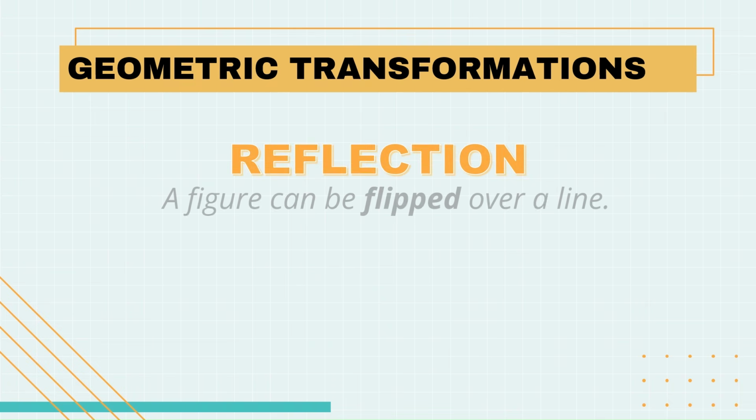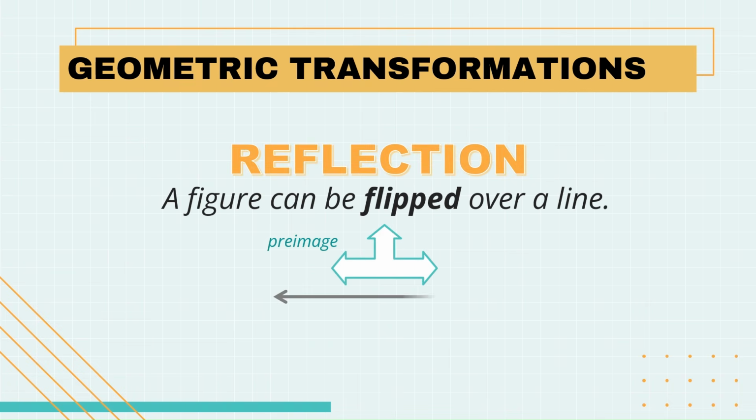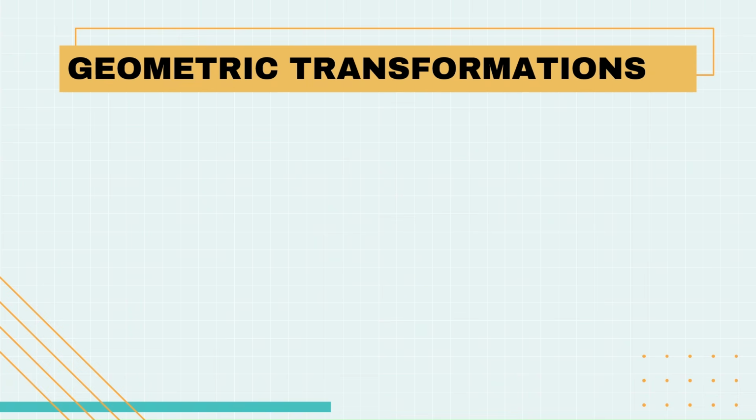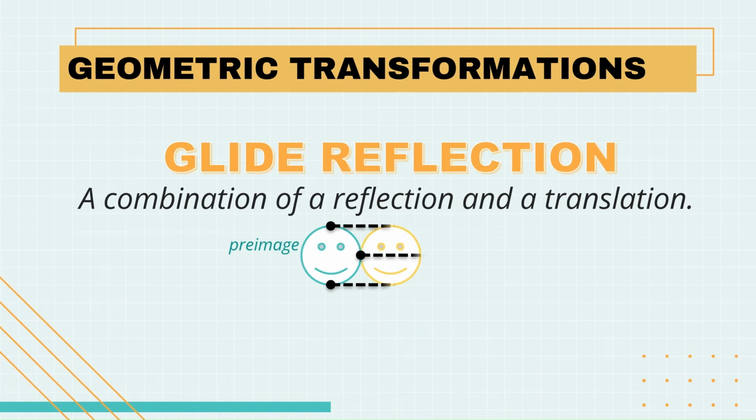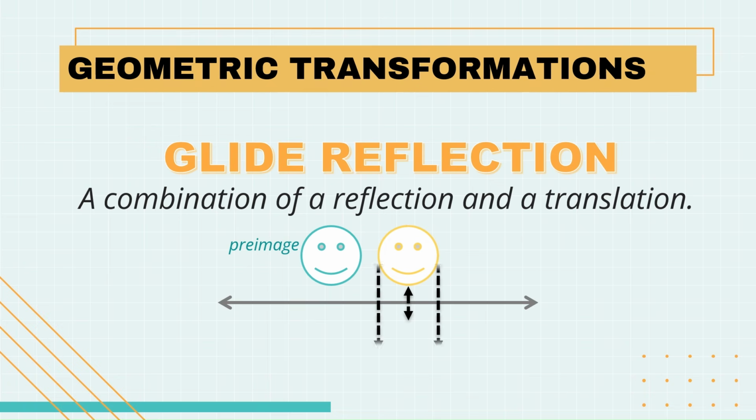The next one is reflection. So reflection is if a figure can be flipped over a line. So yung line natin, yung tinatawag nating mirror line. It's like seeing yourself in a mirror. And if you have a combination of reflection and translation, then that's the time that you get glide reflection. So this is basically a slide and a flip.